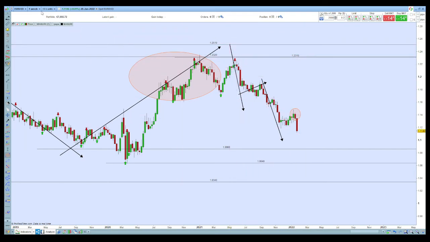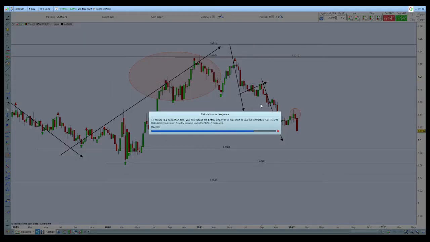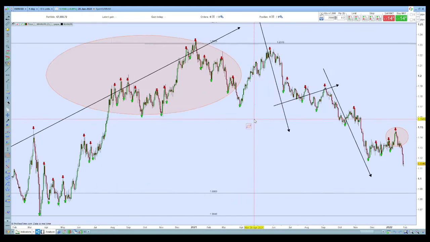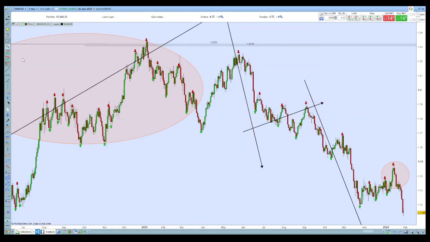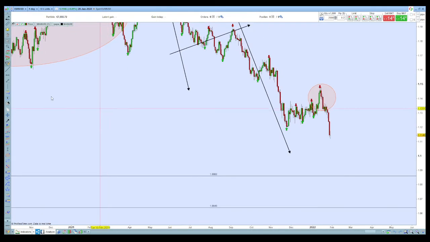And let's have a look at the daily. Also on the daily we can see this, and here let's put some trends here.